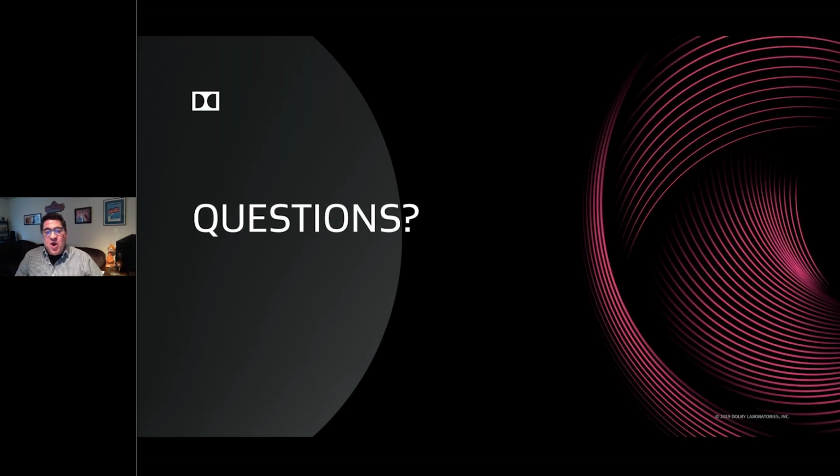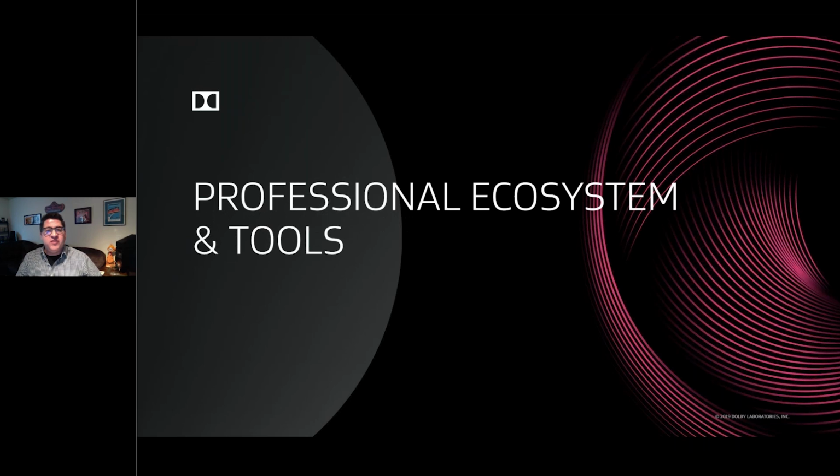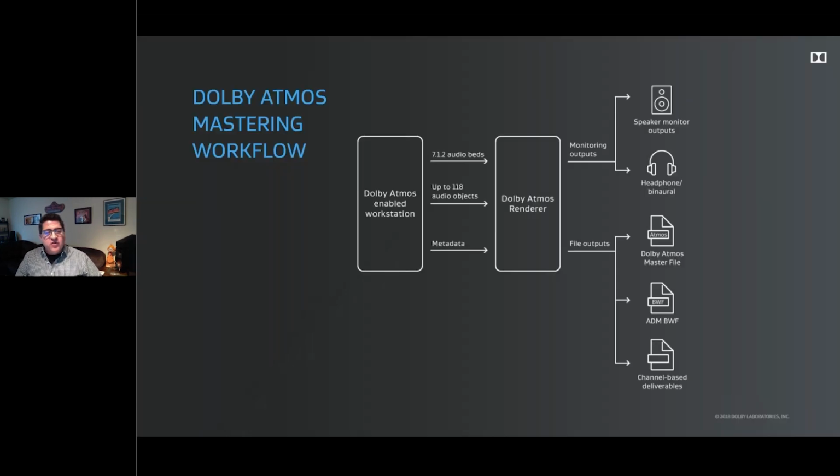All right. So let's move on and get into the next section here, to go into the professional ecosystem and the available content creation tools. So from a really high level, here's the Dolby Atmos mastering workflow. You start with the Dolby Atmos enabled workstation, generally Pro Tools, Nuendo, DaVinci Resolve with the Fairlight engine. And the workstation, that's where you actually perform your mix.